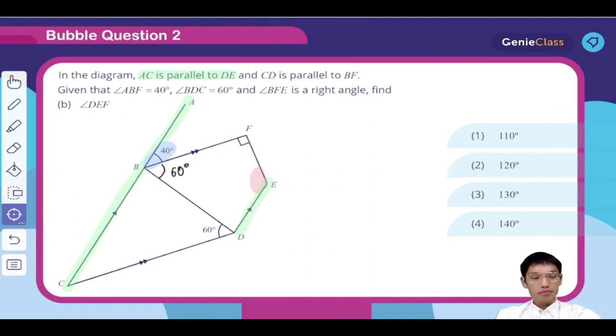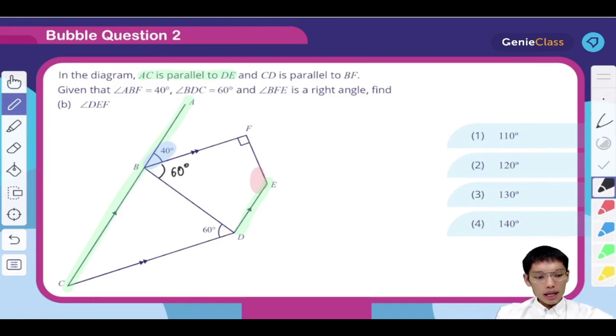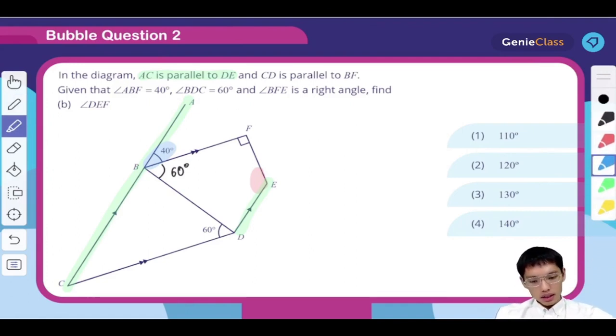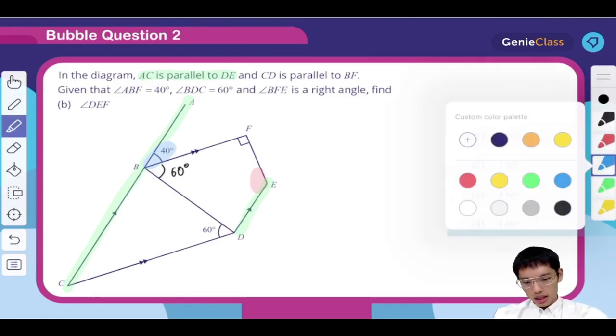ABC, DE. Okay, CD is parallel to BF. CD parallel to BF. Okay, so it's sort of like a straight line when they are combined together. Now take note over here. How would I start this?